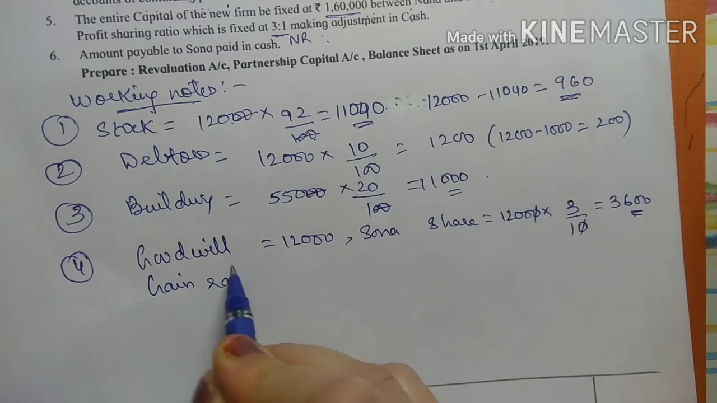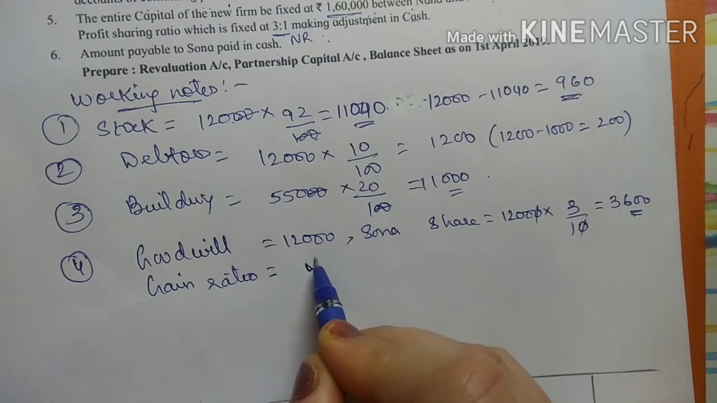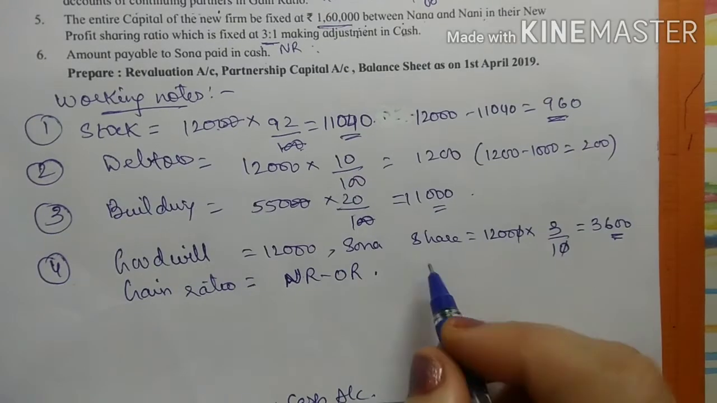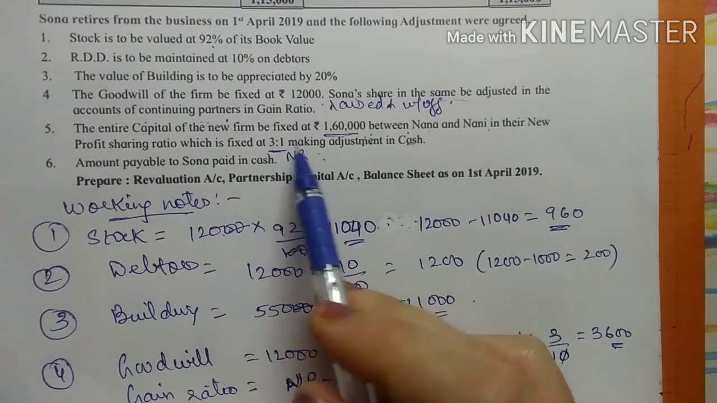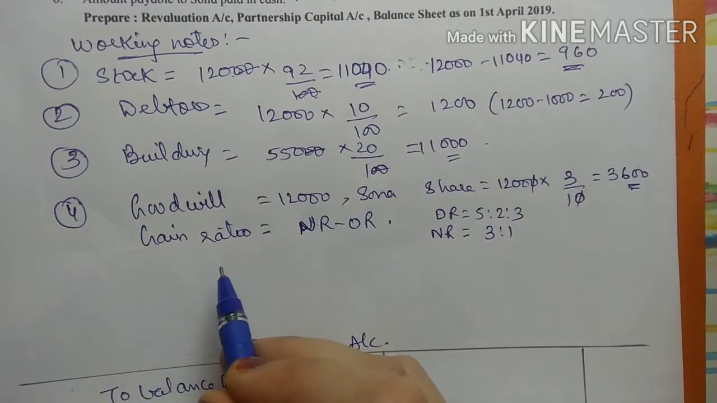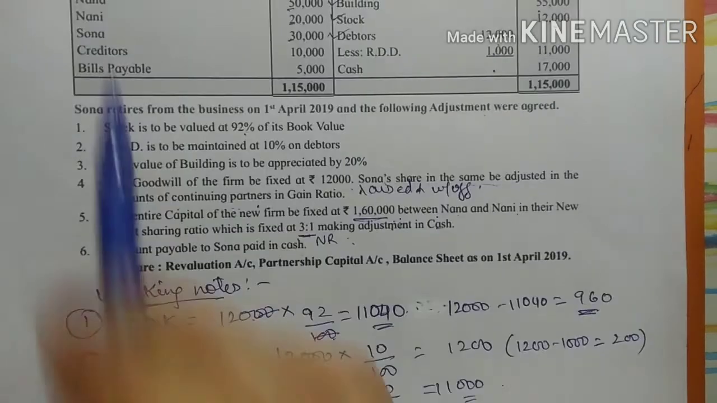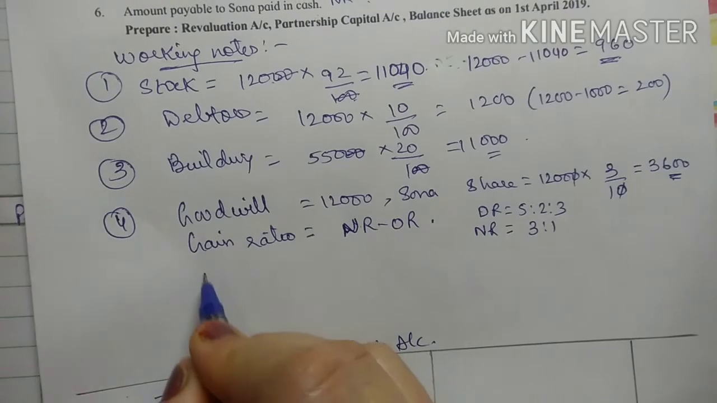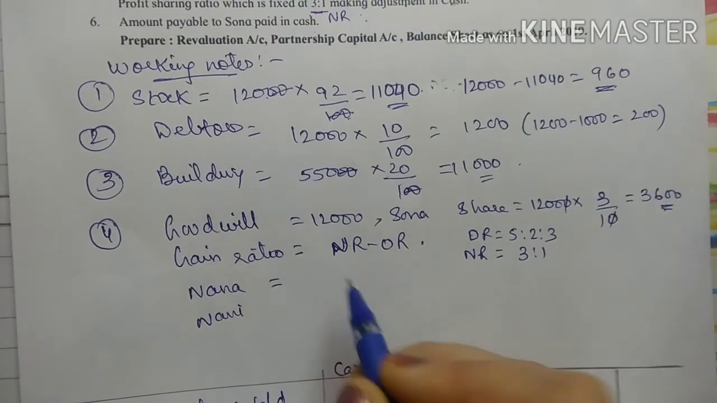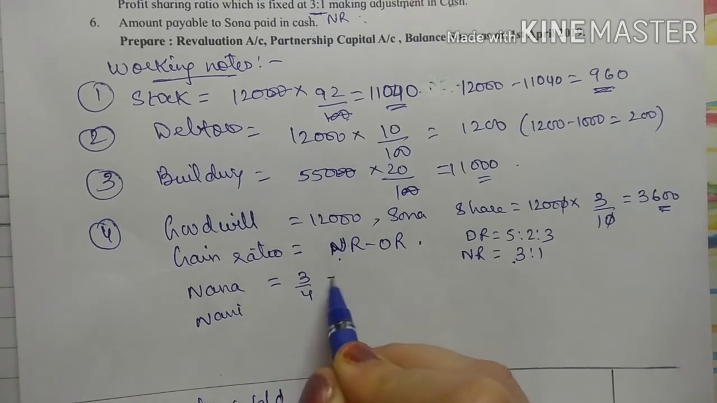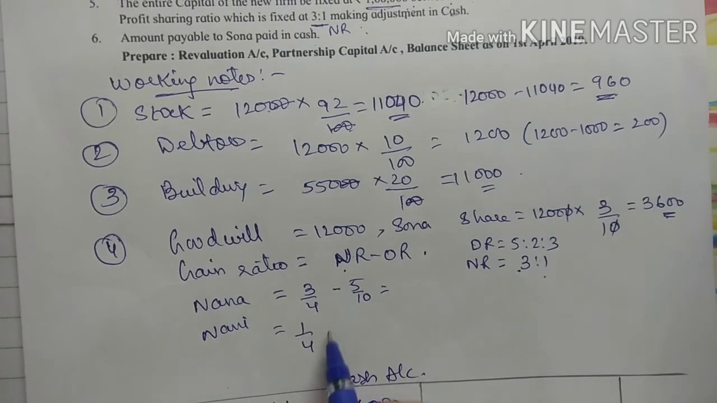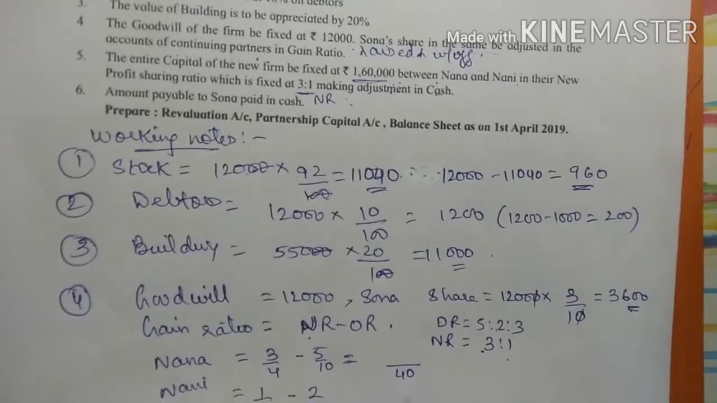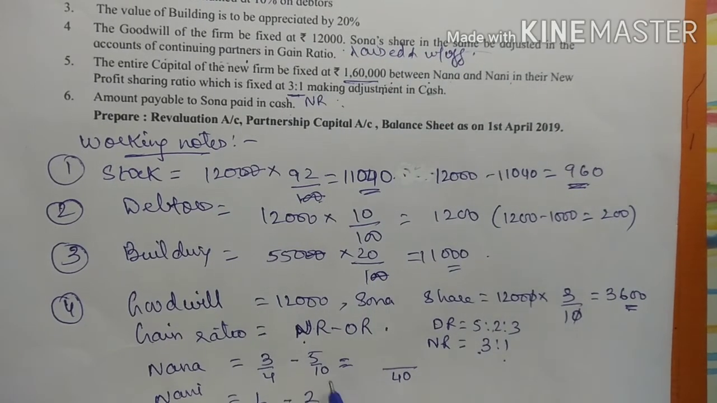Okay. So now for gain ratio, we will first calculate the gain ratio. Gain ratio is new ratio minus old ratio, right? So the old ratio was 5:2:3 and new ratio is 3:1. It's already given in your adjustment, right? So now gain ratio will be for whom? Continuing partners. That is what? Nana and Nani, because Sona is retiring. So Nana, Nani. So new ratio for Nana is 3 upon 4 minus old ratio is 5 upon 10. Moreover for Nani it will be 1 upon 4 minus 2 upon 10.